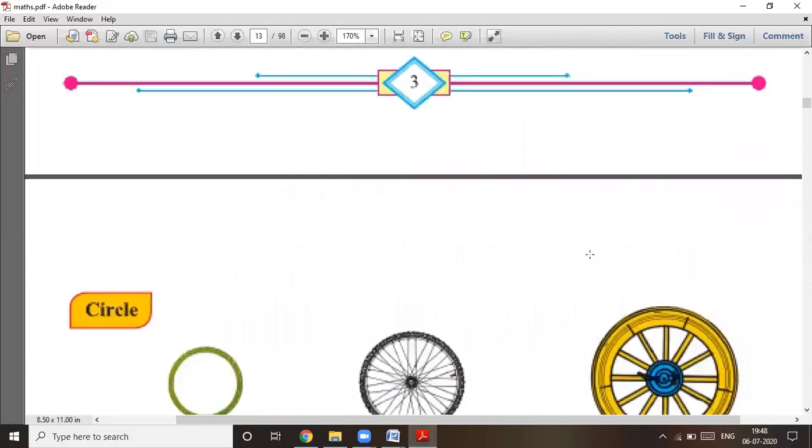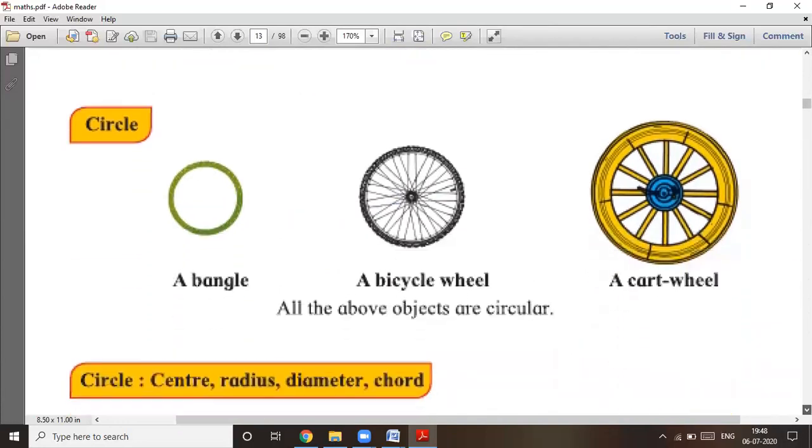Now the next thing we are going to see is the circle. Circle you know very well, and you are very familiar with the circle.